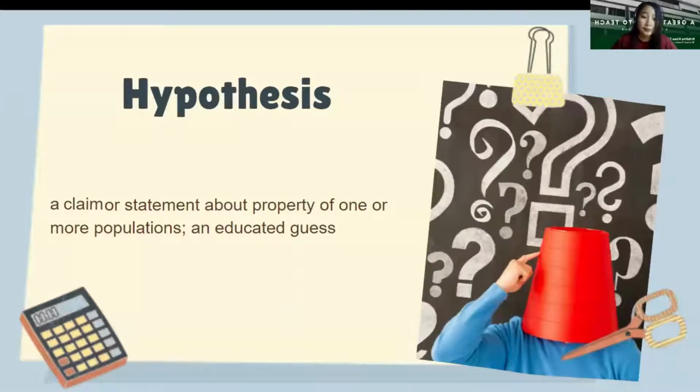Now, when we say hypothesis, it is a claim or statement about a property of one or more populations. This is also known as an educated guess. This is our assumption as a researcher regarding our study. And since we are talking about assumption, it may or may not be true. Hypothesis is what we are trying to prove or disprove at the end of our study.